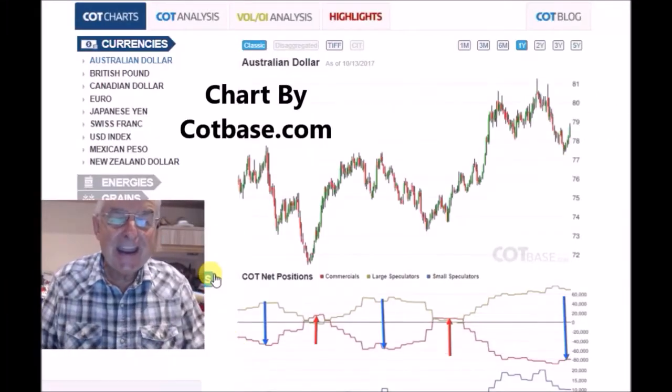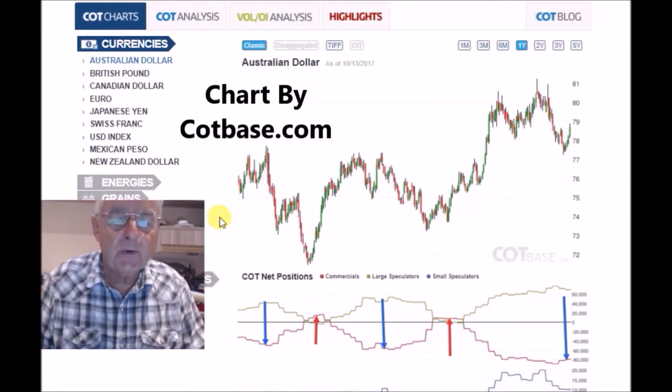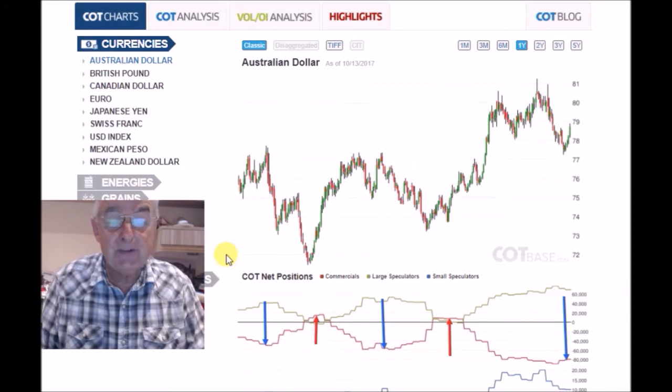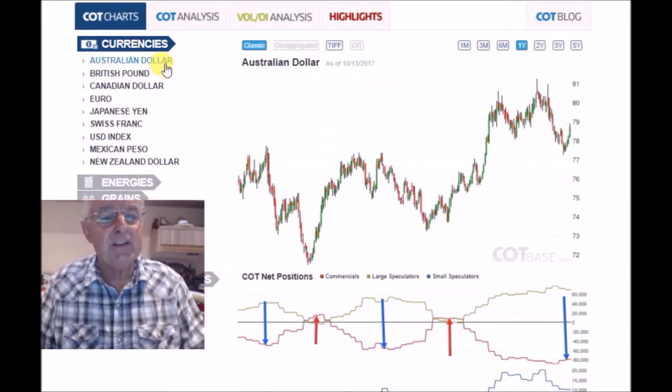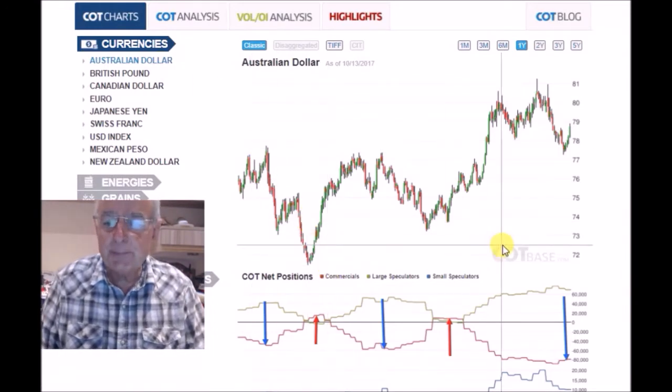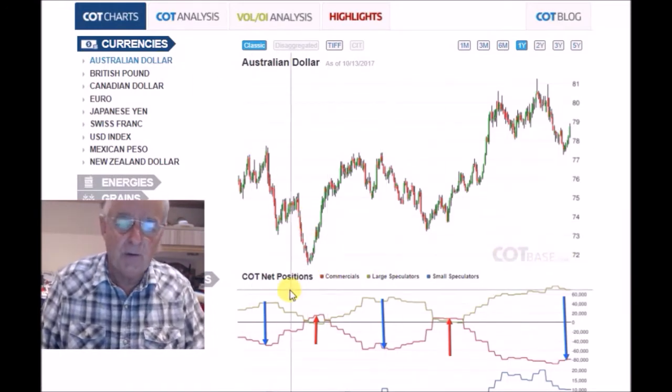And here we have a graph of the positions over 52 weeks, that's a year, for the Commitment of Traders of the commercials and non-commercials. And this is for the Australian dollar. This chart is produced by cotbase.com.